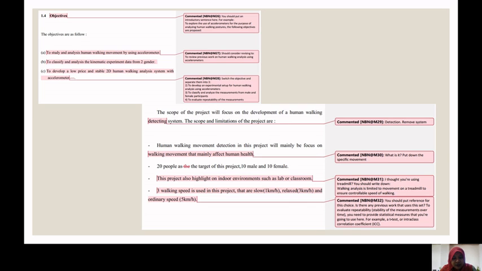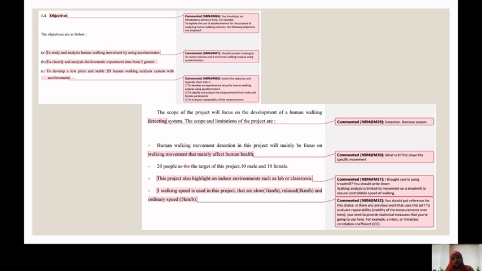You are going to test 10 male and 10 female. And then this project also highlights the indoor environment. Okay, so I commented here, I thought you were using a treadmill, because part of the introduction says that he'll be using a treadmill, but it's not specific here. So if you are suggesting that you are going to use something like that in your methodology, then you have to put it inside your scope as well. Okay, so it says 3 walking speeds are used in this project.